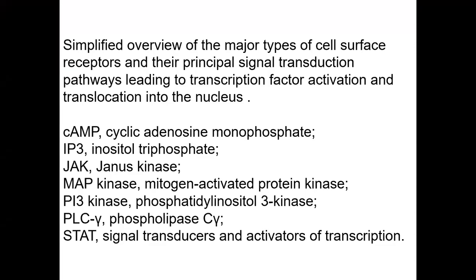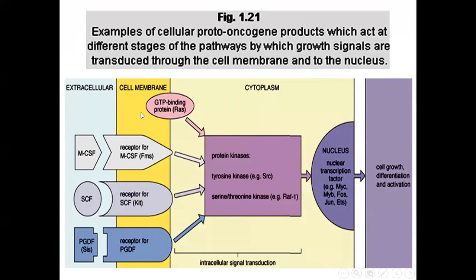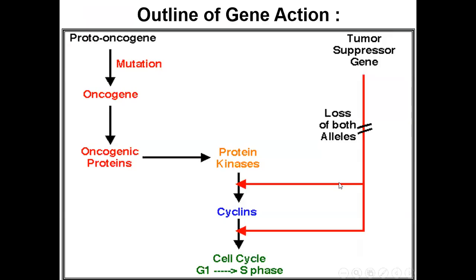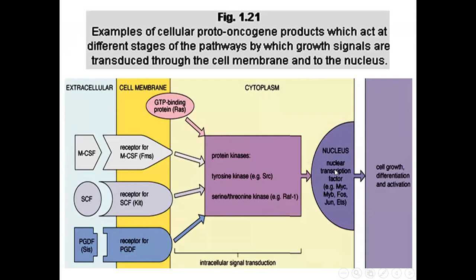من ضمن هذه الريسبتورز اللي ذكرناها هو cyclic AMP, inositol triphosphate, JAK kinase, mitogen-activated protein kinase, phosphatidylinositol 3 kinase, phospholipase C and signal transducer and activator of transcription اللي هي موجودة على السيل سيرفيس. هنا هذا الفيجر يشوفنا أن الـ extracellular molecules اللي ترتبط to specific receptor موجودة بالـ cell membrane وبعدين تسوي لنا activation of pathways and secondary messengers in the cytosol and then it will be transmitted to the nucleus ويصير عندنا transcription of the DNA and cell growth, differentiation and activation.